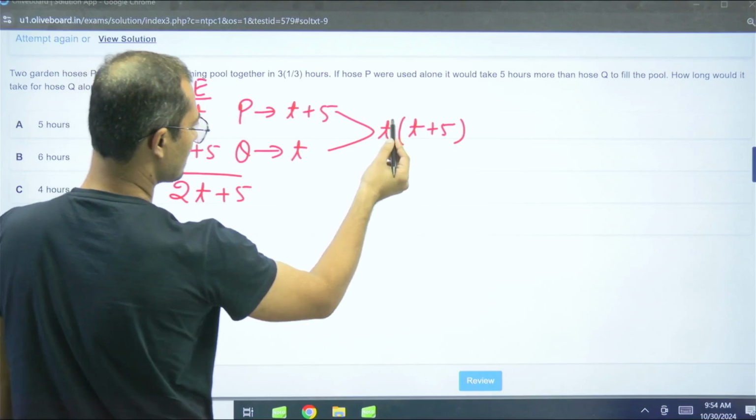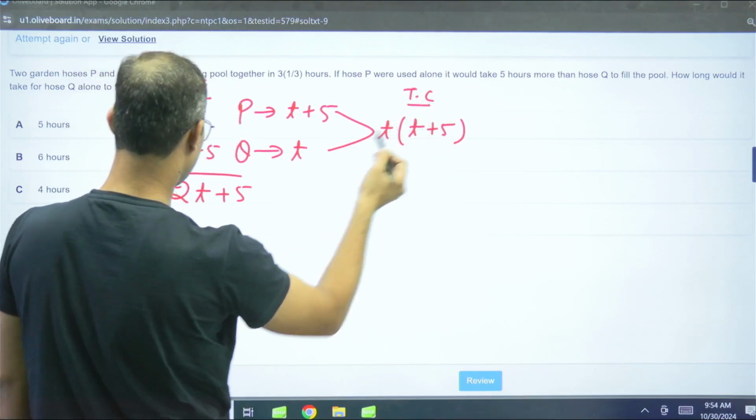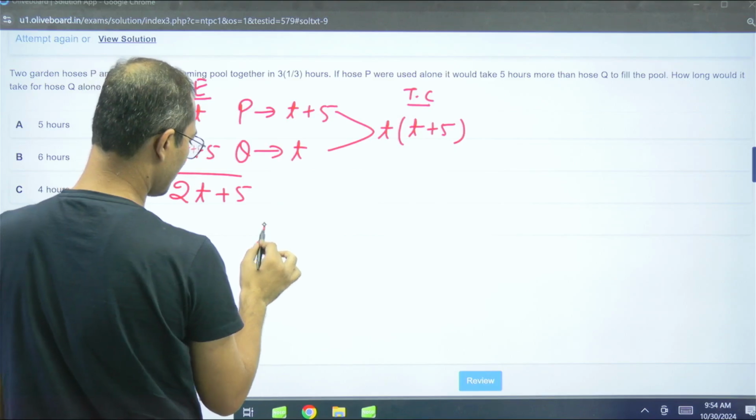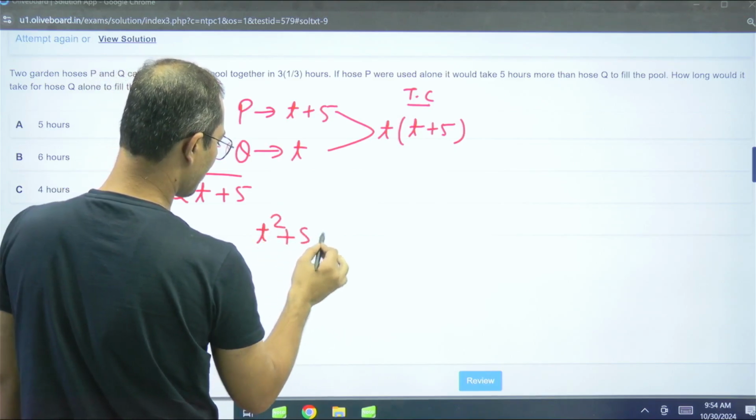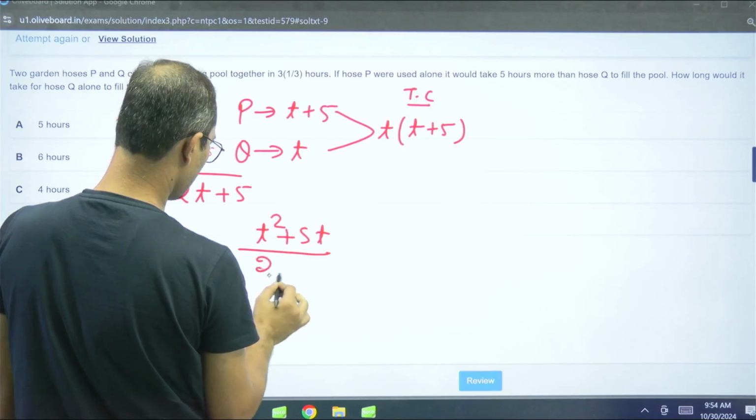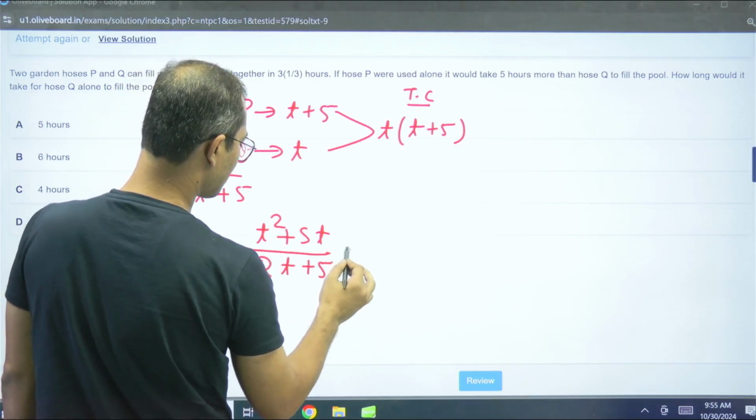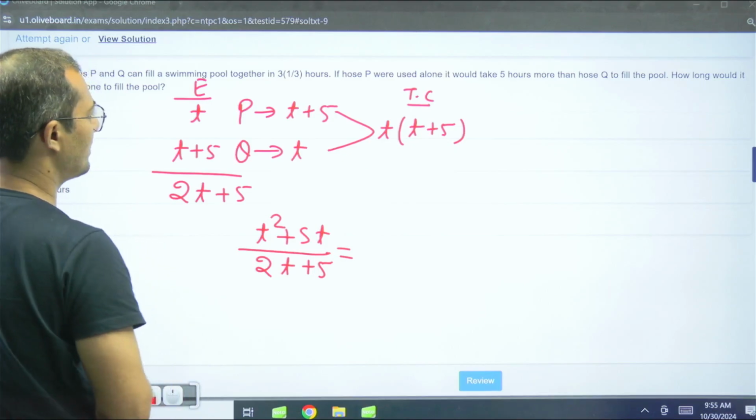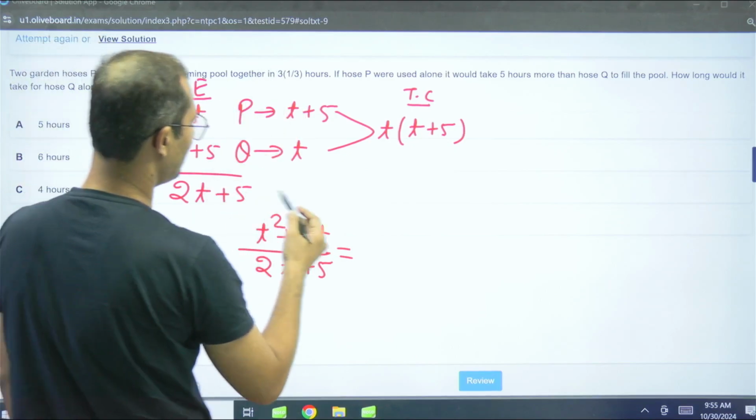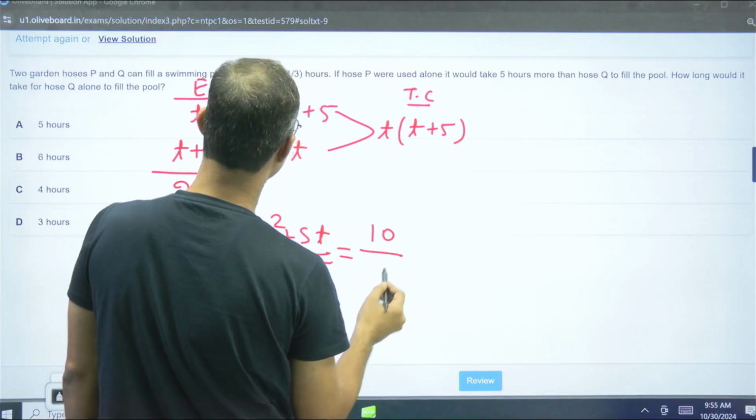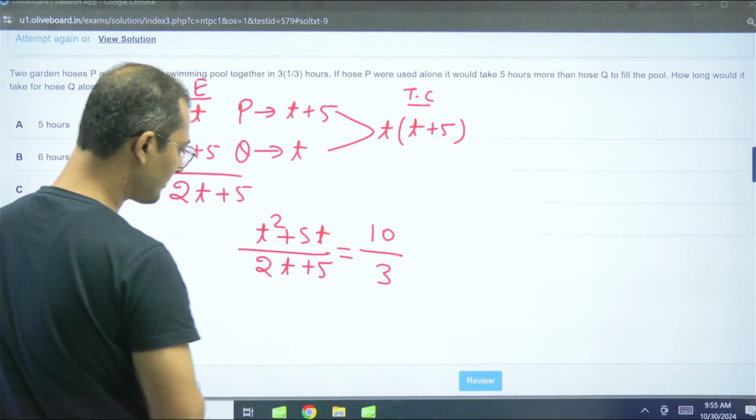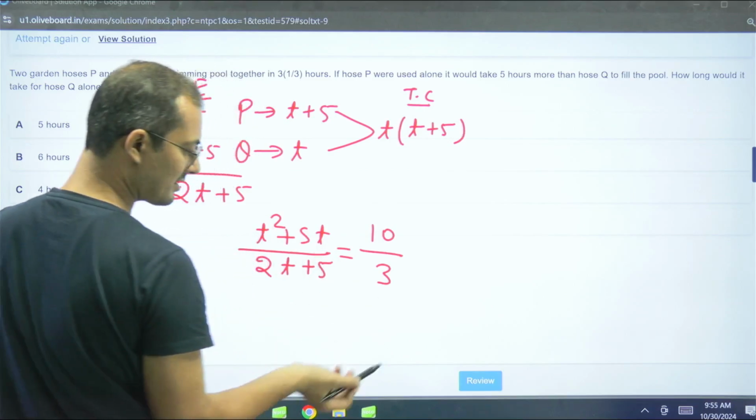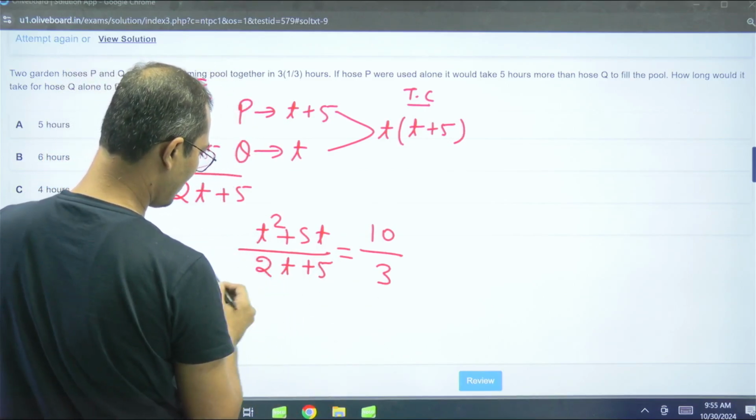So this is the total capacity divided by efficiency. So we can say that T square plus 5T divided by 2T plus 5 must be equal to how much? This must be equal to 3 whole 1 upon 3. So this must be equal to 10 by 3, right? Just by solving this we can get the value of T.